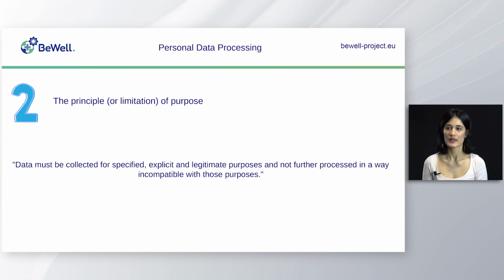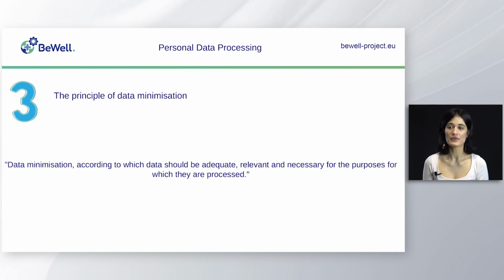Principle 2. The purpose limitation principle, according to which data must be collected for specified, explicit, and legitimate purposes and not further processed in a way incompatible with those purposes. Principle 3. The principle of proportionality and data minimization, according to which data should be adequate, relevant, and necessary.